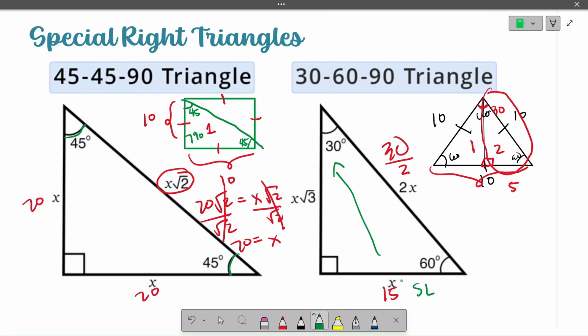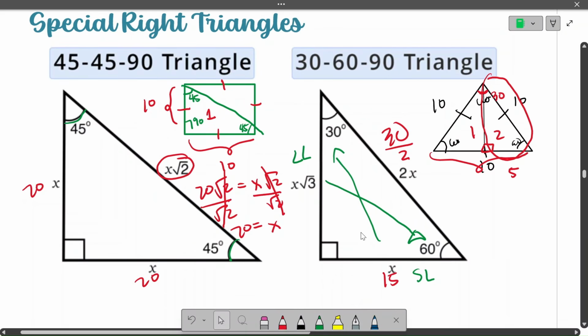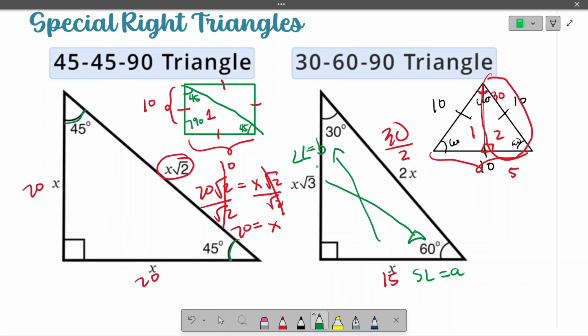So if this is the shorter leg, this is the hypotenuse. This now becomes our longer leg. Longer leg is always opposite to the bigger angle, the 60-degree measurement. Okay, so again, base will be our shorter leg and longer leg will be our second leg. So if we are going to label them, this shorter leg becomes A and this long leg becomes our B. So our hypotenuse is C.